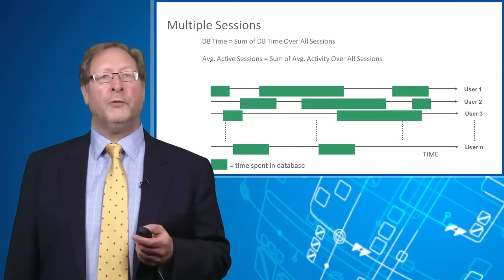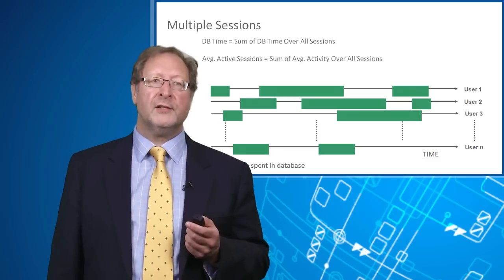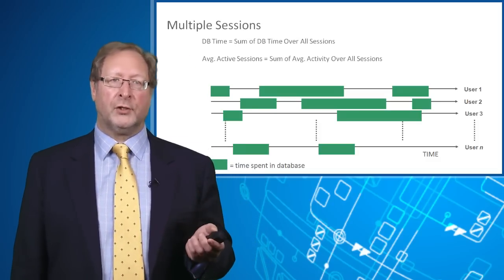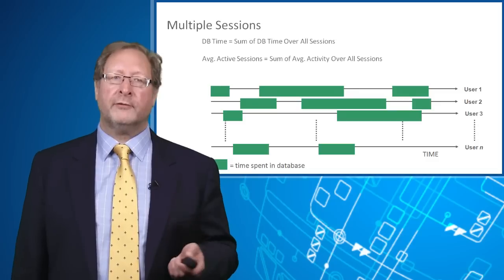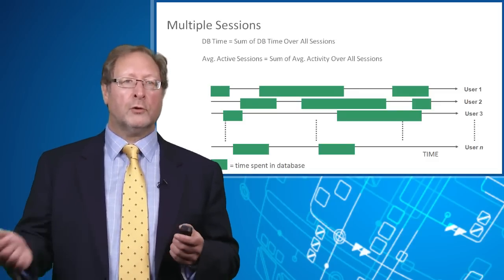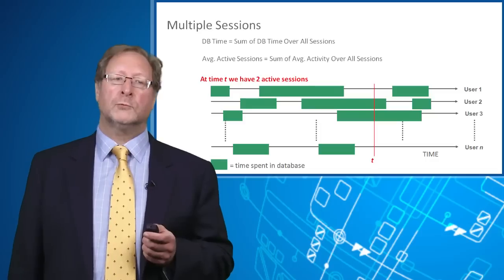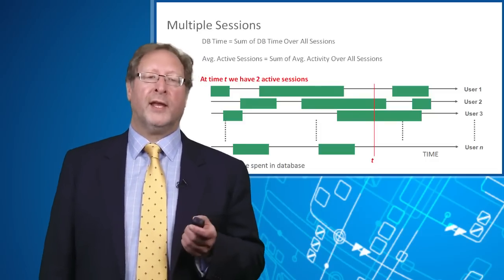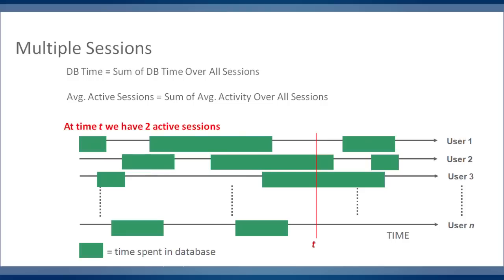What happens when we build up on this? Going beyond one user, we now go to multiple sessions in the database. Well, we could draw each of these sessions in the same way that we drew our single session and put in their blocks of database time. And so we could draw each session separately. If we now take a point in time and look at which sessions are active, that's our number for average active sessions. So at point T here, we have 2 sessions that are active because our line is crossing 2 green blocks.